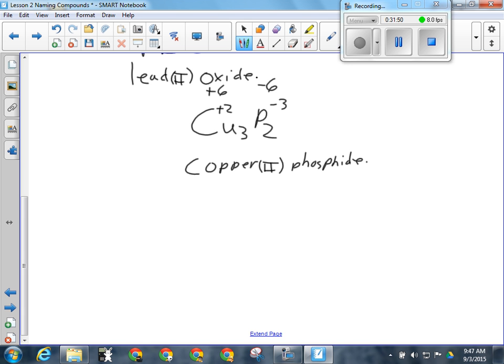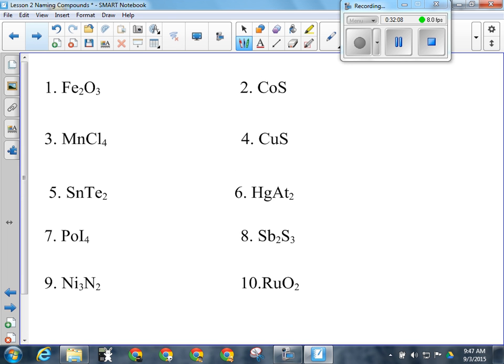Right. You only use a Roman numeral if the metal has more than one possible charge. Everybody's clear on that one? So you don't have to use it all the time. If you've got sodium and chlorine going together, you're not going to write sodium 1 chloride. You don't have to. Sodium's only got one possible charge. It's redundant then.